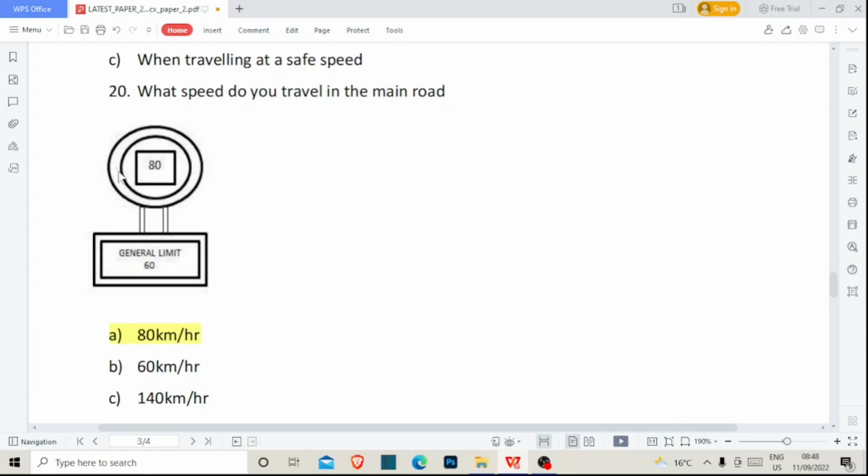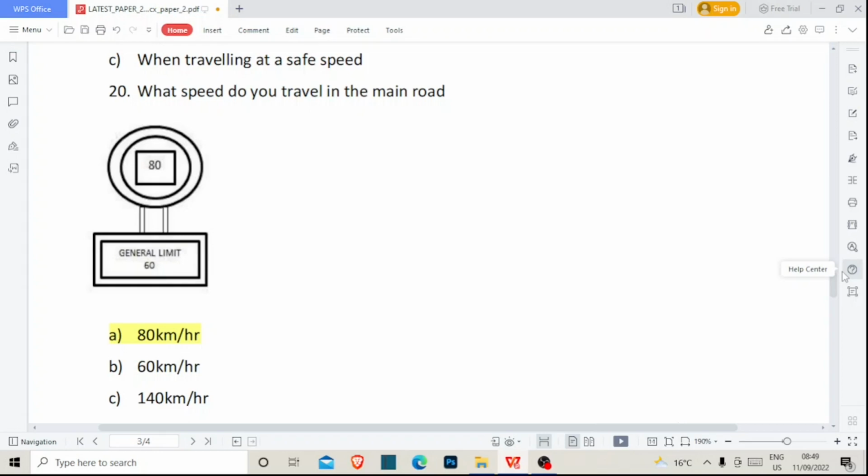Remember, this circle is a regulating signal. So basically what this sign is telling you is that this 80 is regulated. This 80 is the regulating speed. You cannot go above 80. So remember, a circle is a regulating sign. When you see the 80 inside of a circle, it means that the speed on that road is regulated. With that being said, it means that you cannot go above 80.